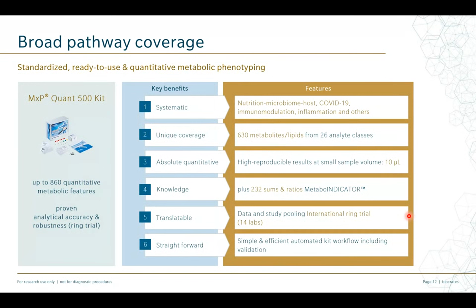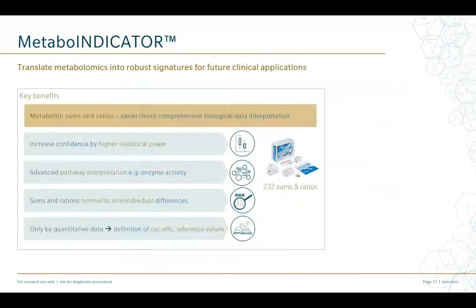The new software tool, the MetaboINDICATOR, adds a readout of an additional 230 metabolic sums and ratios. The MetaboINDICATOR supports you in better understanding and interpretation of your data. A combined consideration of metabolites and lipids brings these benefits: increased confidence by higher statistical power, advanced pathway interpretation to read out specific enzyme activities, and ratios as applied in newborn screening to normalize inter-individual differences.